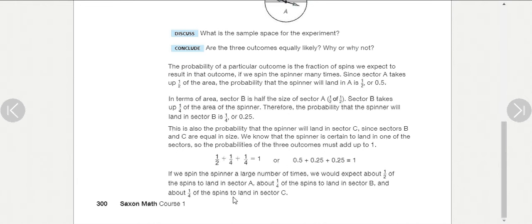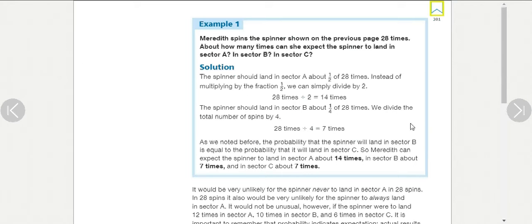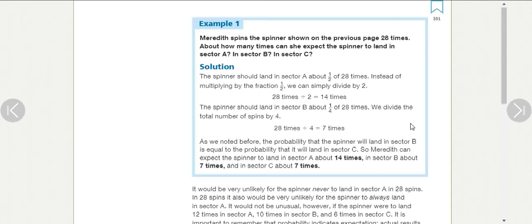If we spin the spinner a large number of times, we expect about half of the spins to land on A, about a fourth, or about 25% of the time, to be on B, and about 25% of the time to be on C. It's just logical, right, if you think about that. Can I know it's going to land on A, let's say out of 20 times, 10 times? No, but that would be the most likely prediction. But you can never know, because the world doesn't quite work predictably that way, right?